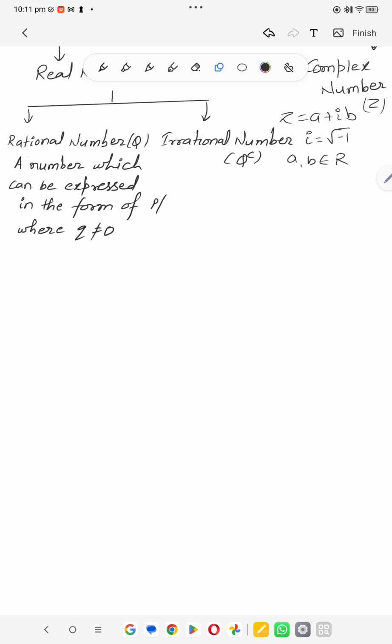If we talk about an irrational number, then it is non-terminating and non-recurring. For example, pi, epsilon, under root 2, under root 3, and all.